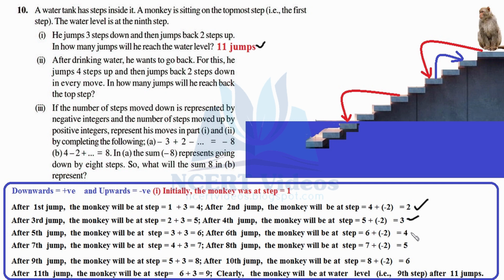Similarly, you can do for the rest of it until he comes towards the final step. So what you'll see at this step, this is an important point, at 10th jump, when he'll be at this position, he'll now jump 3 steps and finally he reaches the water level step. So totally after 11th jump, the monkey will be at 6 plus 3 is 9, and we were given that the water was in 9th level. So it took him 11 jumps.